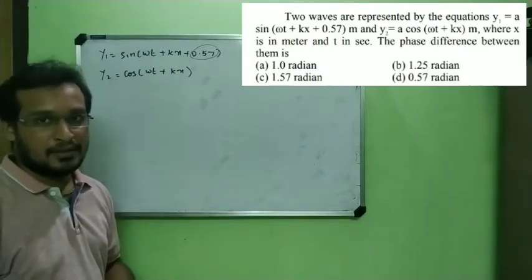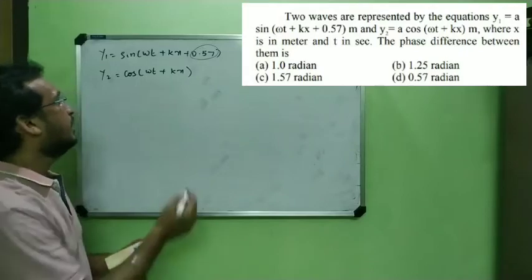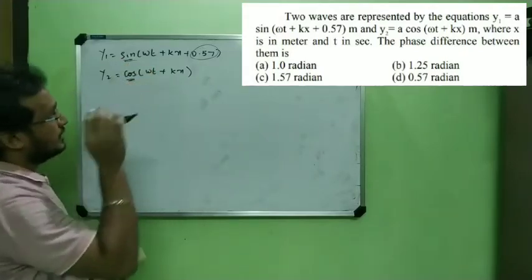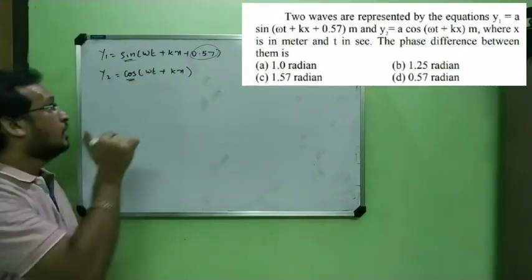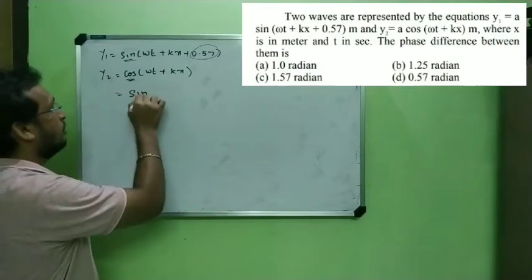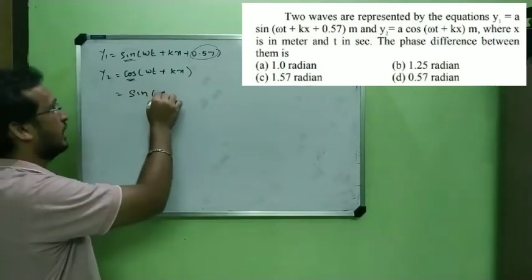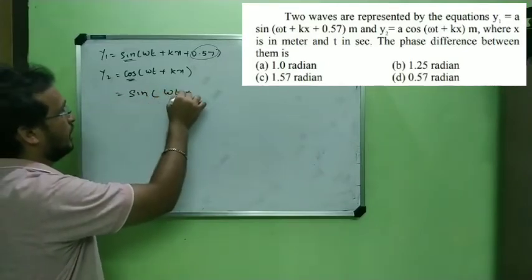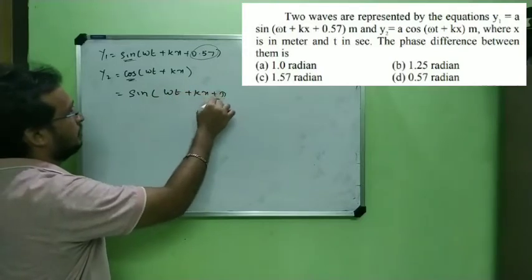So what is the problem here? One is given as sin and the other is given as cos. First you make both the same function. So cos(ωt + kx) can be written as sin(ωt + kx + π/2).